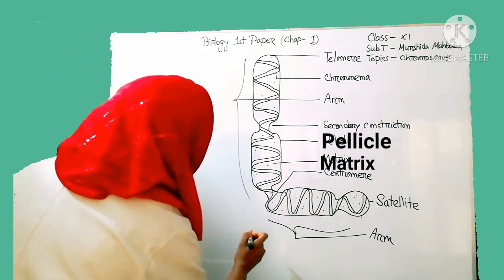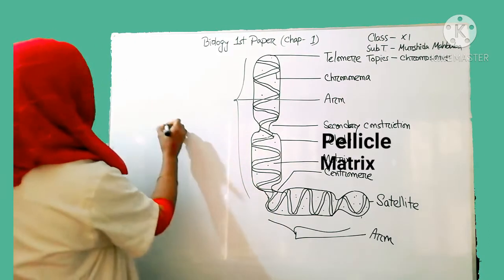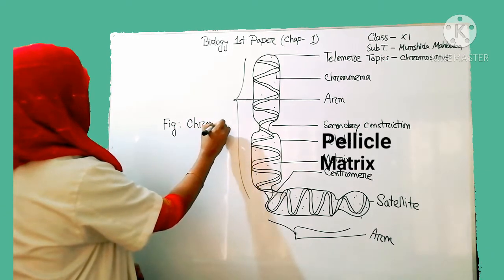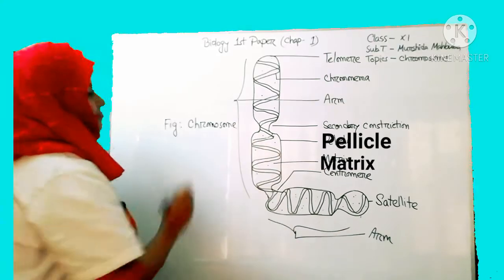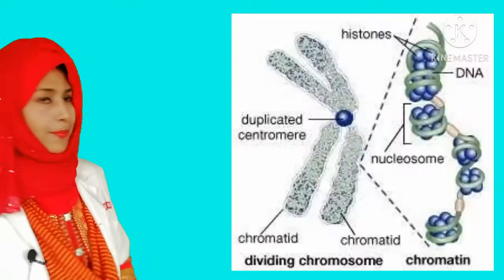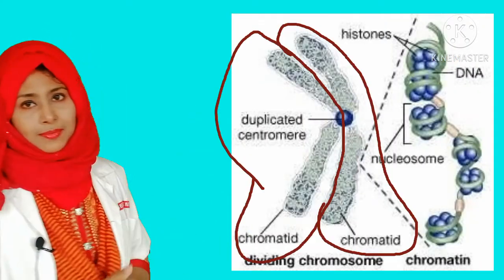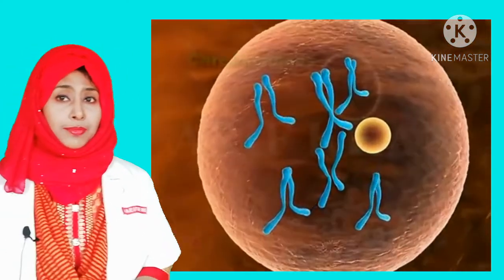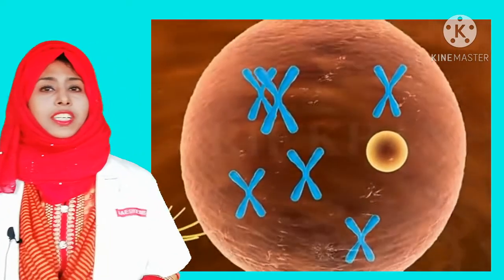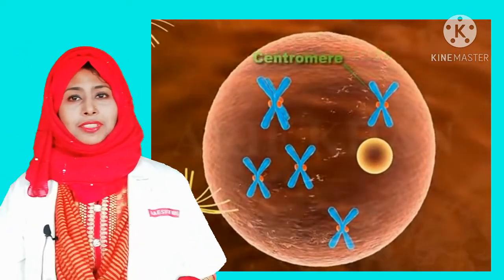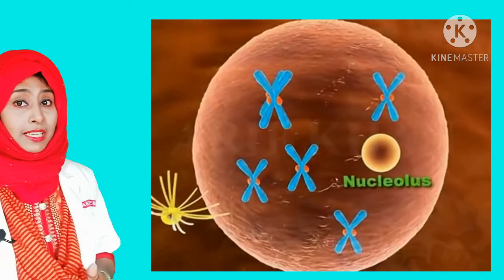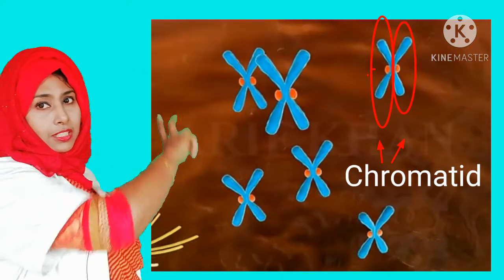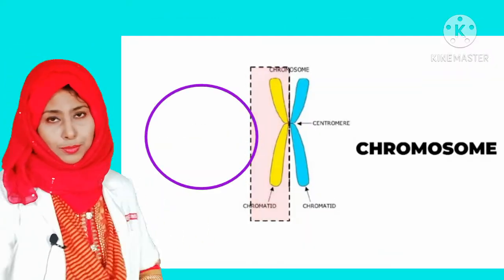So I have to mention the diagram name, and this figure's name is chromosome. Description of this structure. Chromatid. During cell division, the nuclear reticulum breaks into a number of ribbon or thread-like bodies, which are known as chromosomes. In mitotic metaphase stage, the chromosome is split into two longitudinal halves. Each of these longitudinal halves is called chromatid.